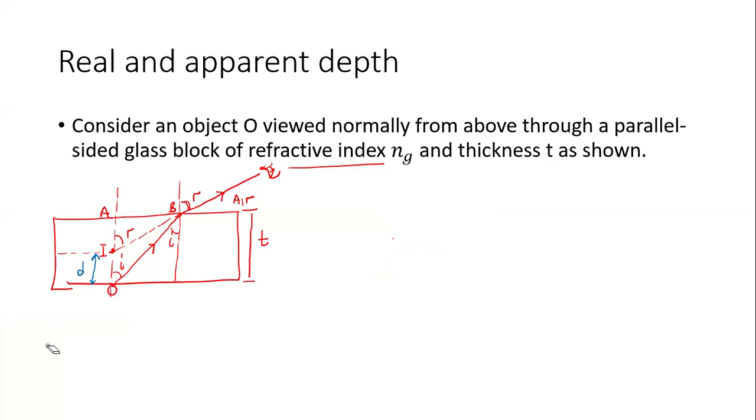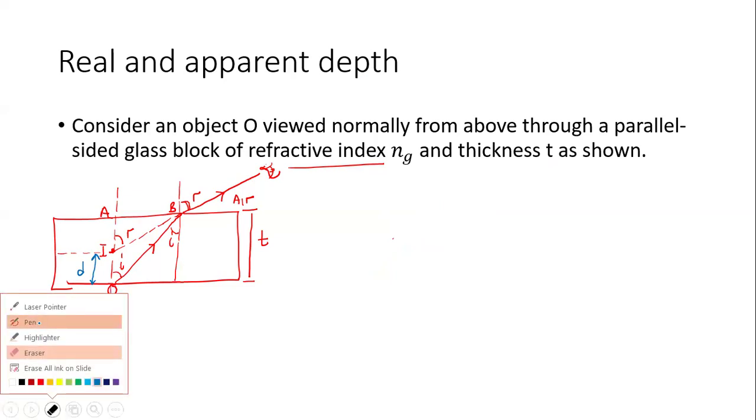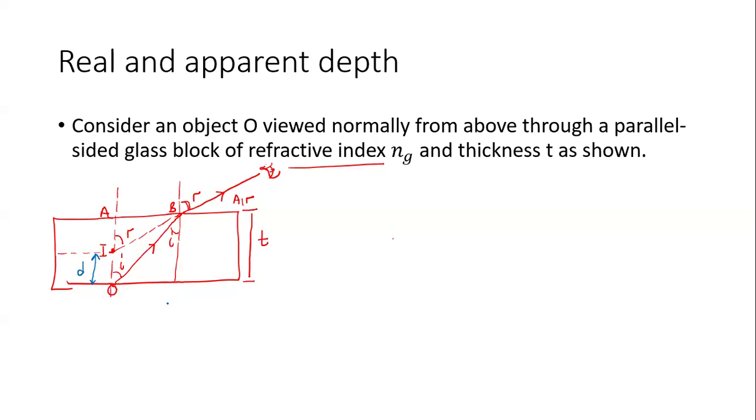Okay. Now we are going to continue. When we continue, what are we going to do? We are deriving to show how the refractive index is related to real depth and how it is related to apparent depth.